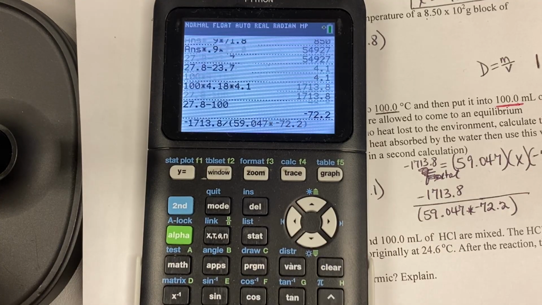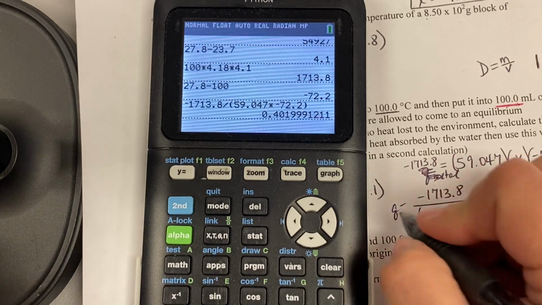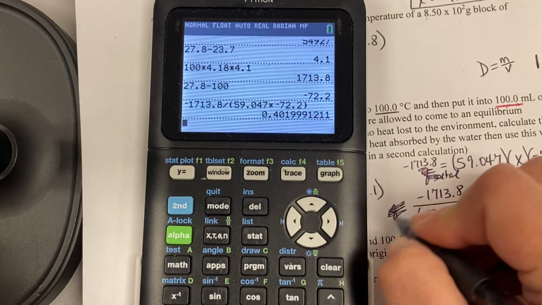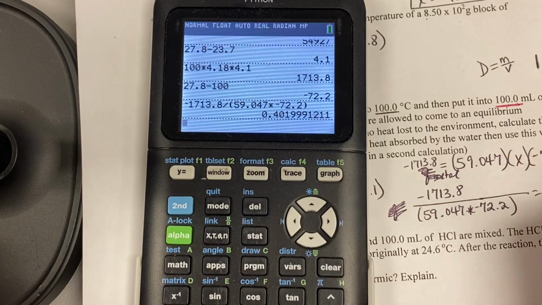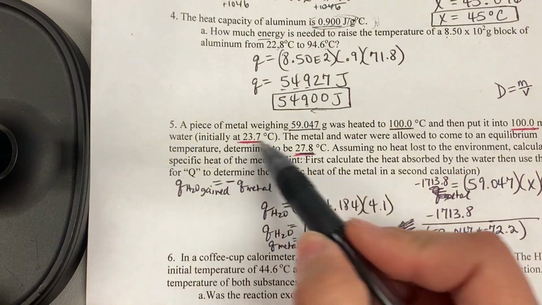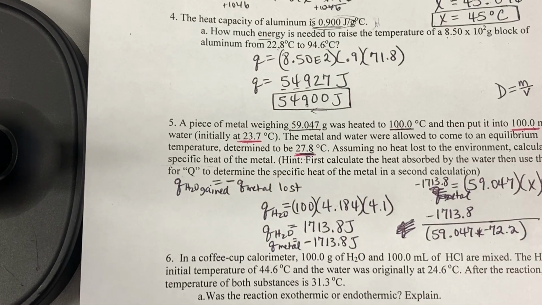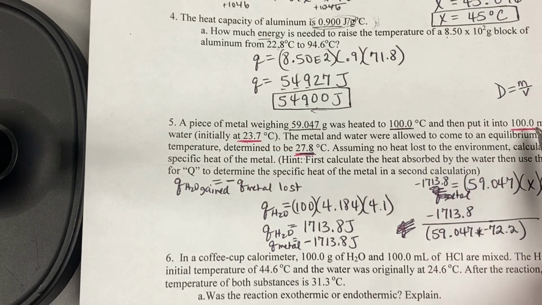So my Q of the metal, sorry, not my Q of the metal, I'm sorry. The specific heat of the metal is going to be 0.401999. All right, so if I look back at my problem, 3 sig fig, 3 sig fig, 5 sig fig, 4 sig fig, 4 sig fig. My smallest number is 3 sig figs.